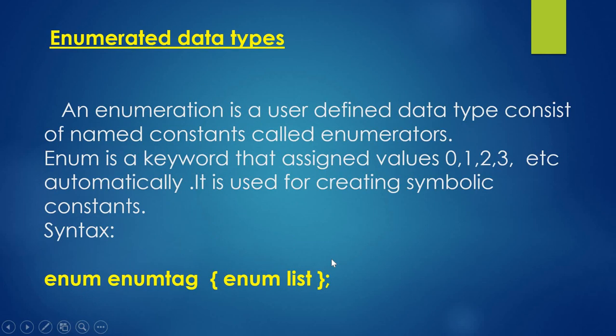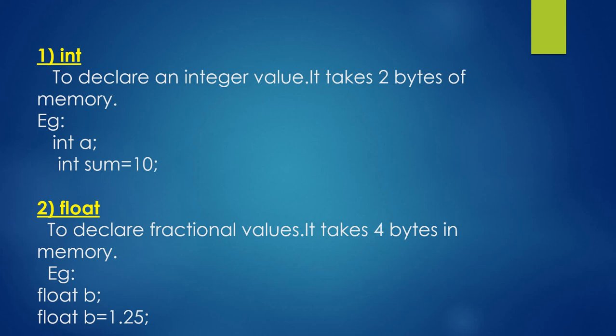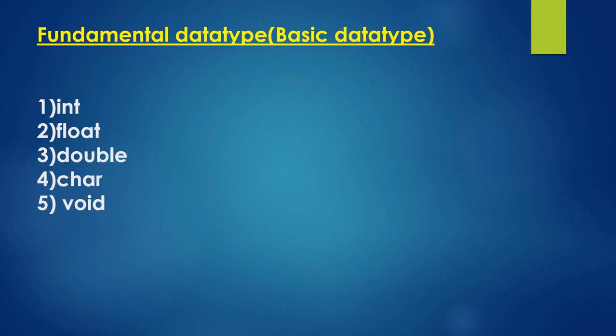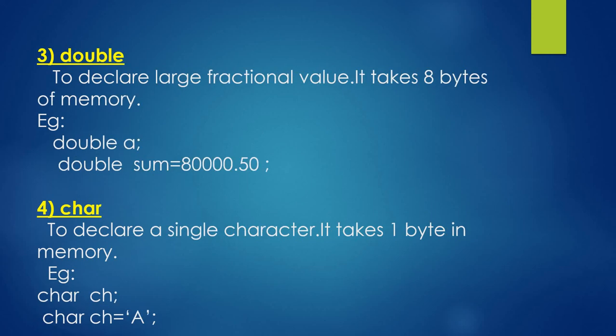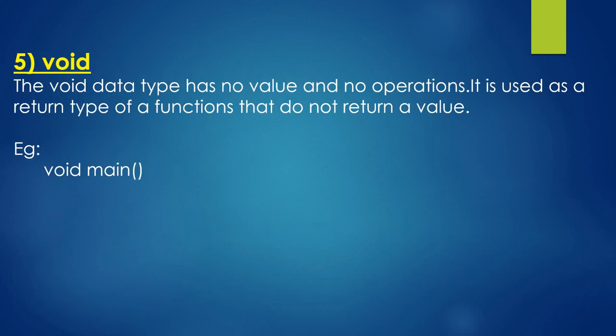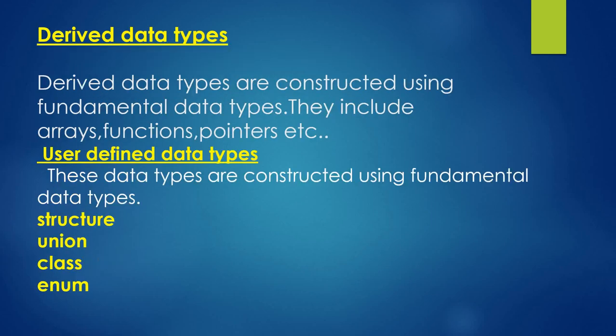The fundamental data types are int, float, double, char, void. Derived data types are array, function and pointers. User-defined data types are structure, union, class and enum. This enum is used to define symbolic constants.